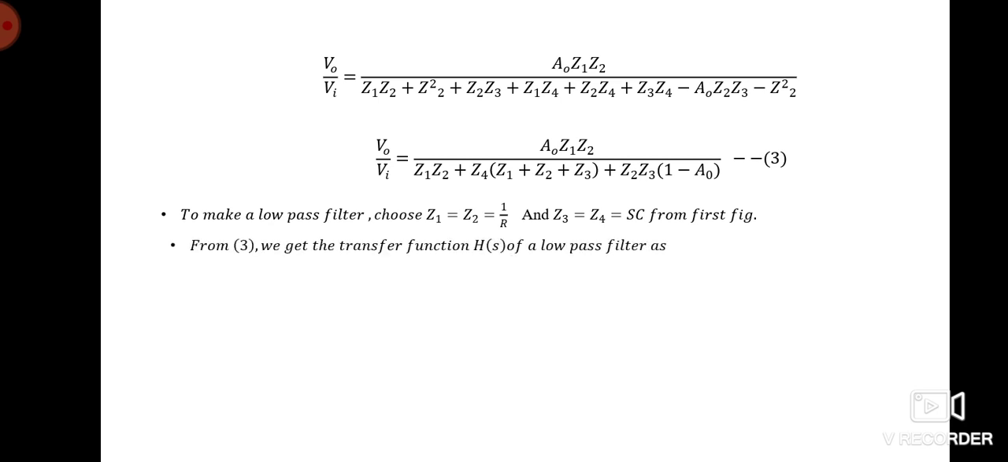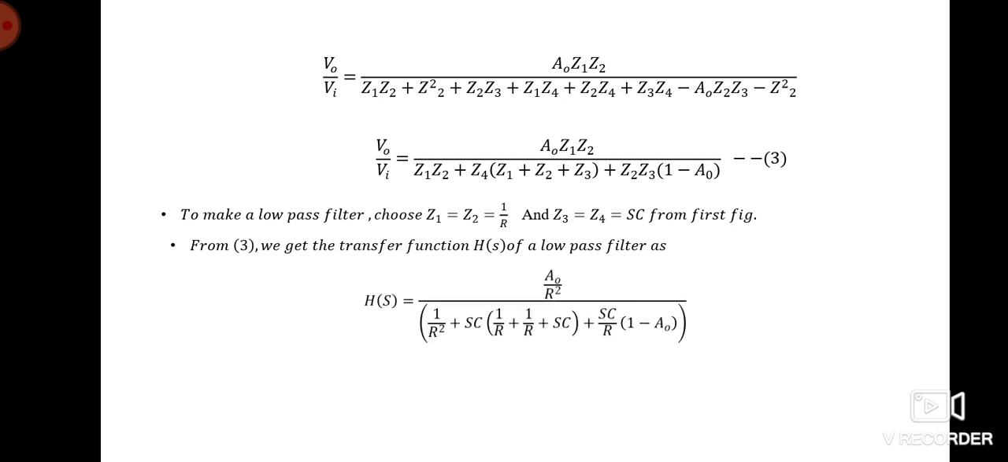From the third equation, we get the transfer function H(S) for the low pass filter. After simplification, we get H(S) equal to A naught divided by R square divided by the denominator term. After simplification, H(S) equals A naught divided by S square C square R square plus SCR into (3 minus A naught) plus 1. We are marking that equation as 4.